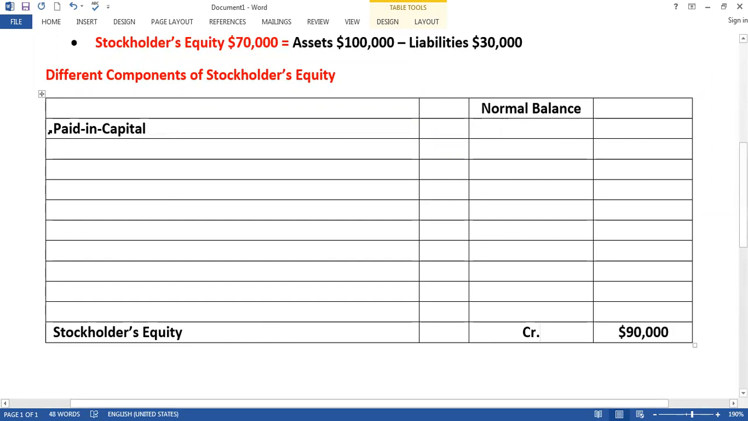Now, who are the components? The first component here is paid in capital, and the second component is additional paid in capital.